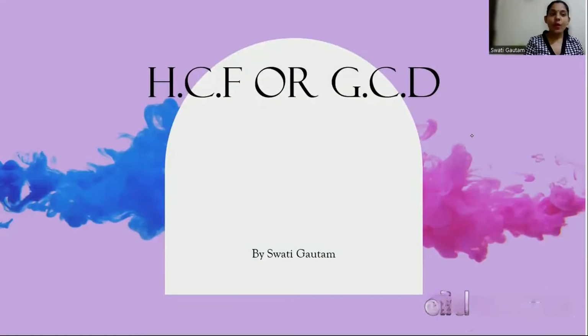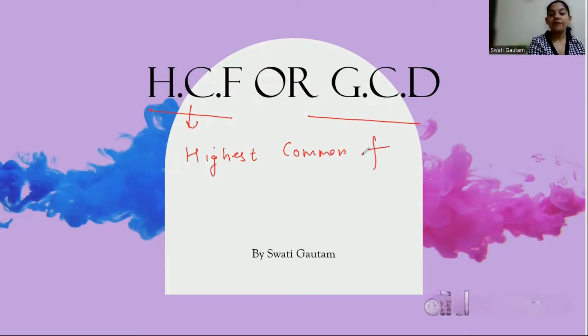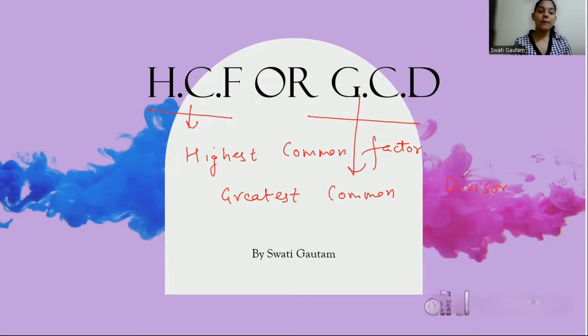First we will understand what the full form of HCF or GCD is. Both are the same thing. What is the full form of HCF? It is the highest, C for common, and F for factor, right? And what is the full form of GCD? That is the greatest, greater, highest is the same. C for common again, so common thing. Then we have D for divisor, okay? The number which is dividing. So these are the full forms of HCF and GCD, right?